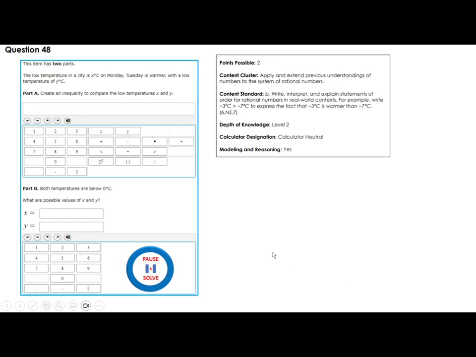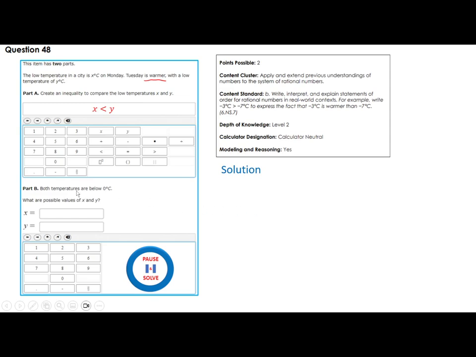This item has 2 parts. The low temperature in a city is X degrees on Monday. Tuesday is warmer. Warmer means more, greater, with a low temperature of Y. Create an inequality to compare the low temperatures X and Y. Obviously, part A is so easy, X less than Y.